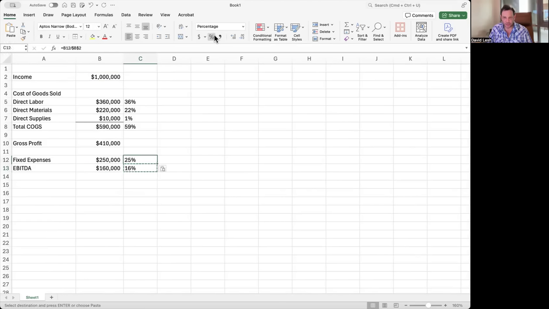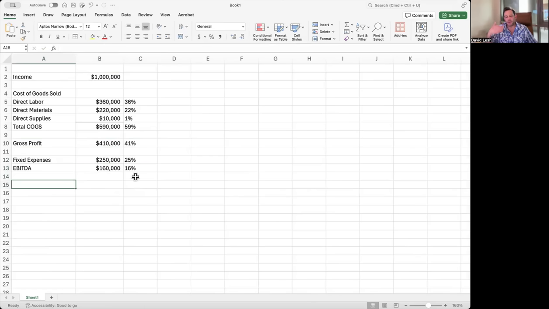So in this example, this lab has 59% cost of goods sold and 41% gross margin. So gross profit is 410,000. The margin, the percentage, is 41%. Fixed expenses are 250,000. So 410 minus 250 is $160,000 in profit.